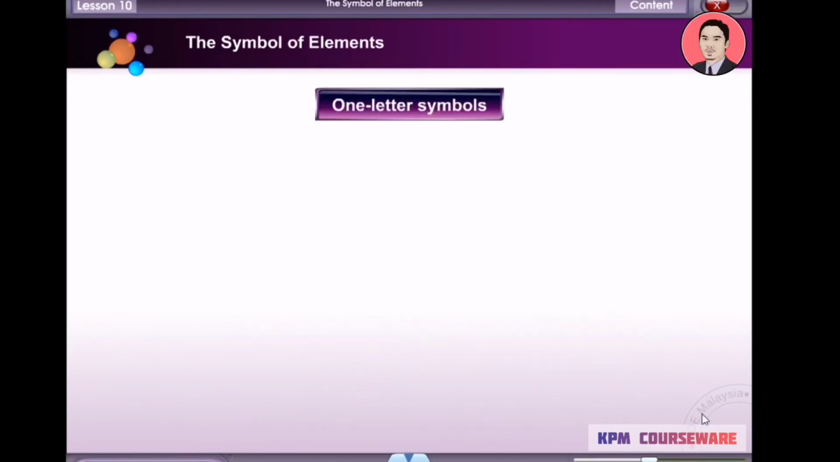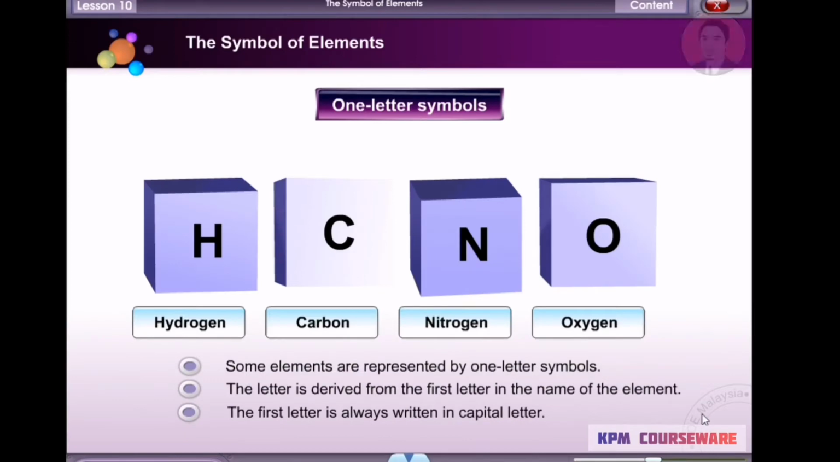One-letter symbols. Some elements are represented by one-letter symbols. The letter is derived from the first letter in the name of the element. The letter is always written in capital. Examples are hydrogen, carbon, nitrogen, and oxygen.